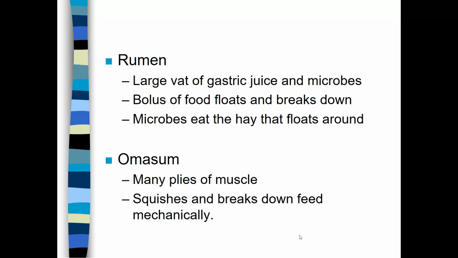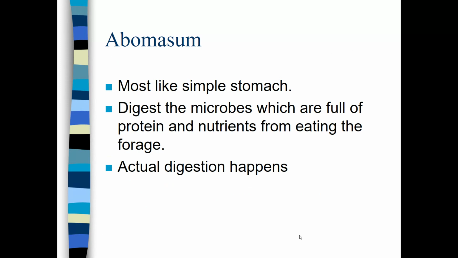So things float around in the rumen. Then the chunks of hay or grass, as well as the dead microbes floating around, actually go into the omasum. The omasum sometimes is called many plies. Those muscles contract, it squishes and breaks the feed down mechanically, and then it finally ends up in the abomasum.